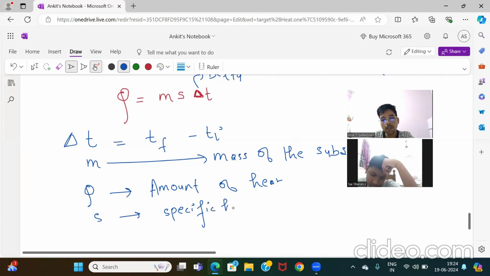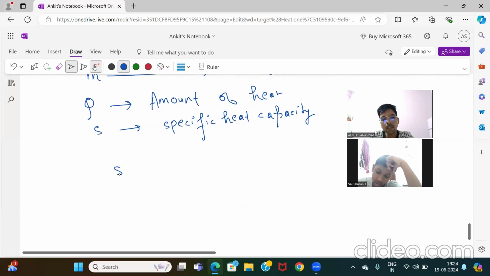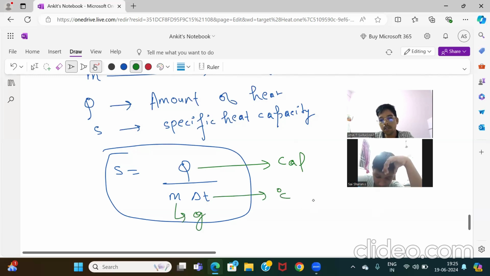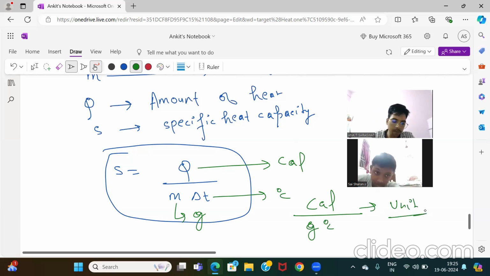A specific heat capacity. Clear? Yes, sir. So if I want to know S, it will be Q by M delta T. Is it clear? Sai Charan, is it clear to you? So what is the unit? If this is a calorie, mass in gram, delta T in degree Celsius, the unit will be calorie per gram per degree Celsius. It's the unit of specific heat. Clear? Now write one question.